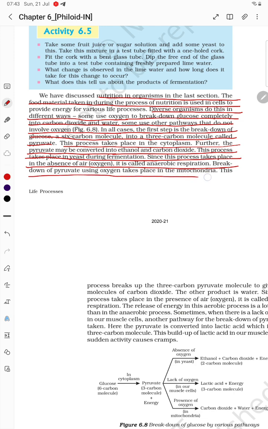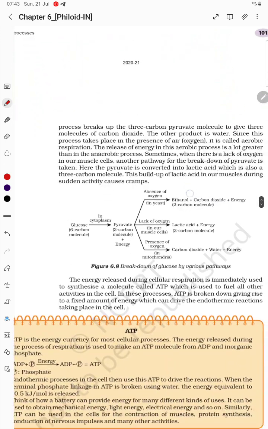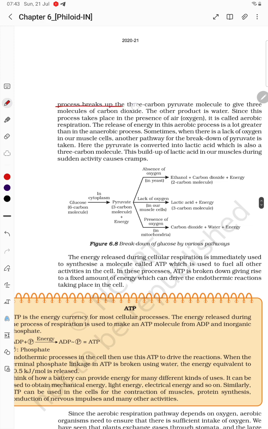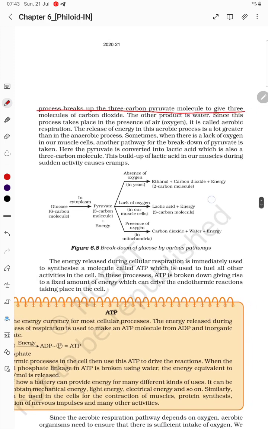Breakdown of pyruvate using oxygen takes place in mitochondria. The process breaks up the 3 carbon pyruvate molecule to give 3 molecules of carbon dioxide. The other product is water. Since this process takes place in the presence of air, oxygen, it is called aerobic respiration. The release of energy in this process is a lot greater than in anaerobic respiration.